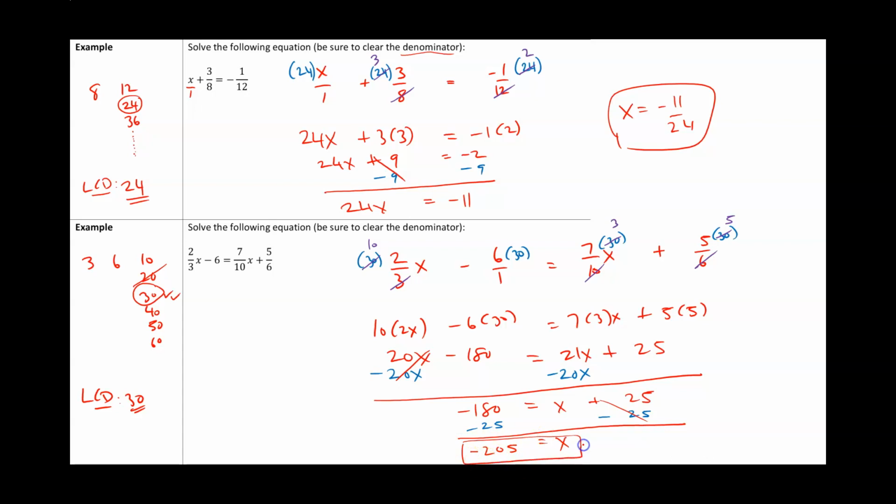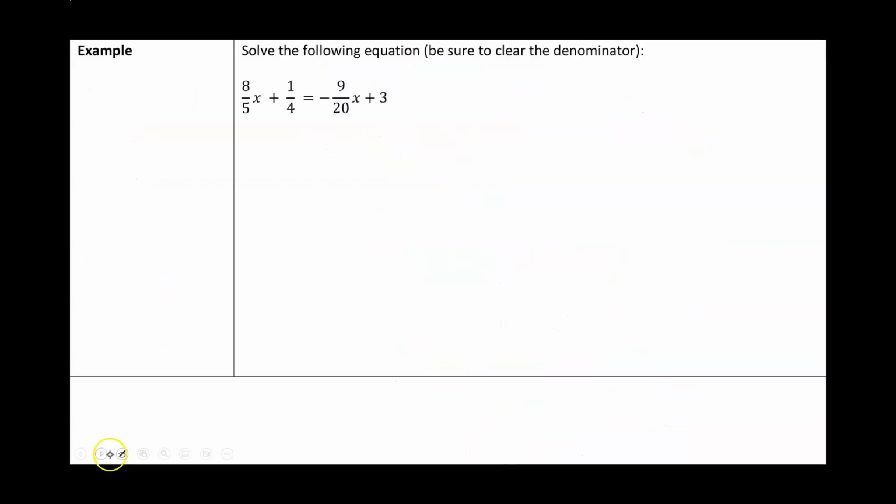So the basic principle, once again: find the least common denominator, multiply each fraction by that least common denominator, and then cancel things out. And then this last example we will do in class.